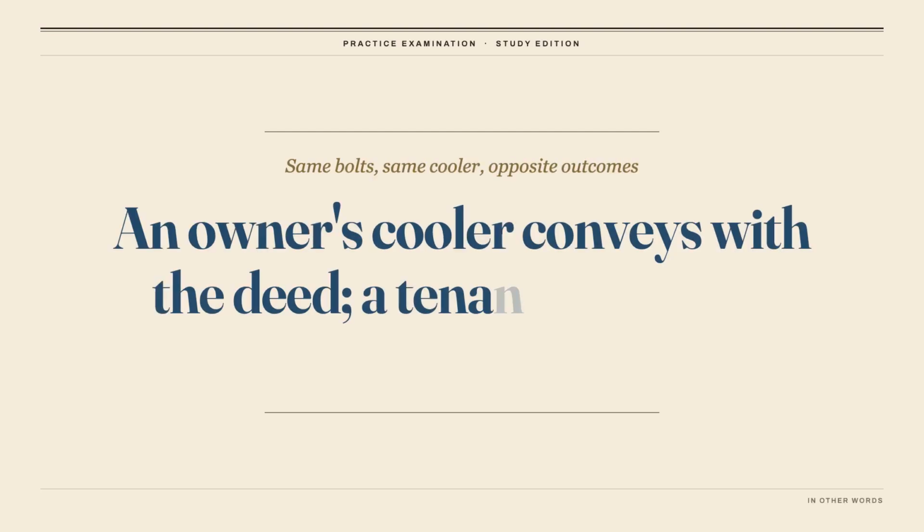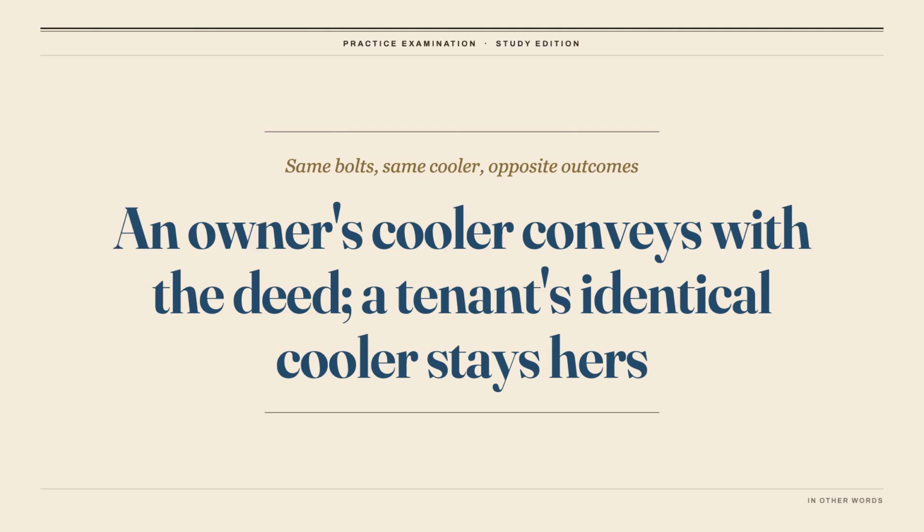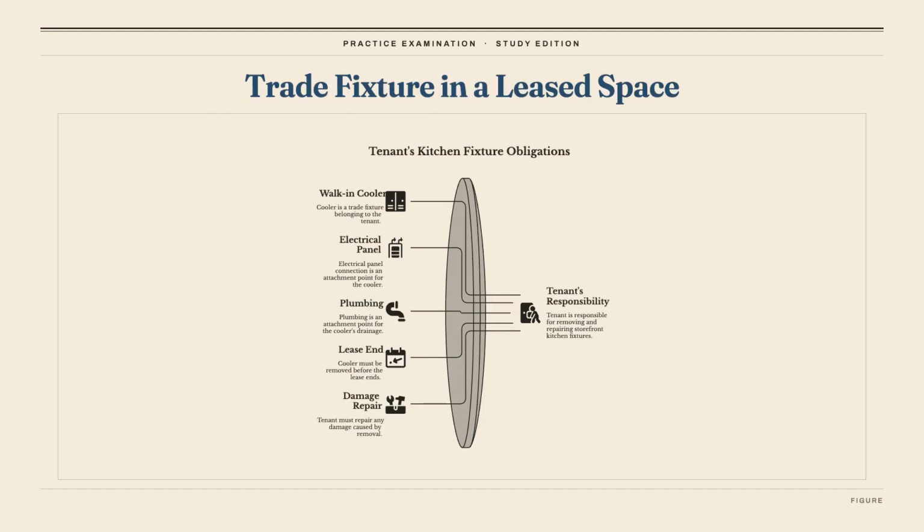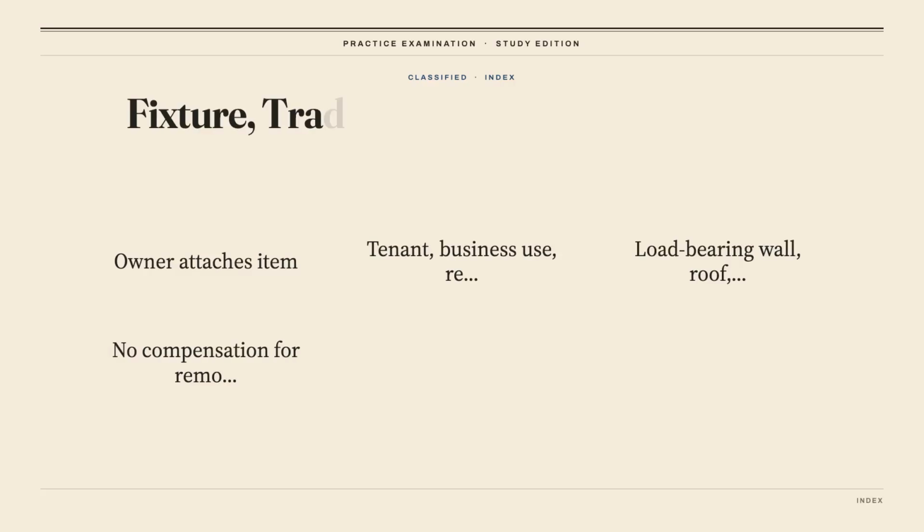Here's the twist that exams love. An identical physical act produces opposite legal results depending on who performed it and why. An owner bolting down a walk-in cooler creates a fixture that conveys with the sale. A commercial tenant installing that same cooler for her own business creates a trade fixture that stays hers. 2 conditions protect the tenant's ownership. The equipment must be removed before the lease term ends, and any damage from removal must be repaired. Miss those and the equipment is treated as abandoned, passing to the landlord after all.